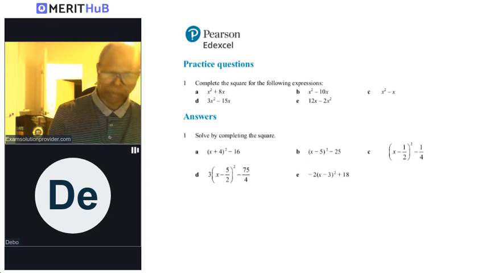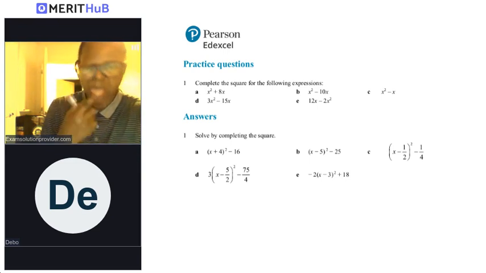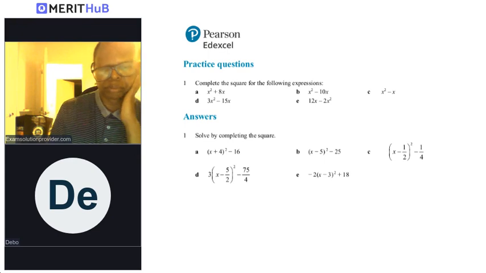Okay, I'm done. So, 1a, I got x plus 4 squared minus 16. B, x minus 5 squared minus 25. C, x minus a half squared minus a quarter. D, 3 and then brackets x minus 5 over 2 squared minus 75 over 4. And then E, I got minus 2 brackets x minus 3 squared plus 18.